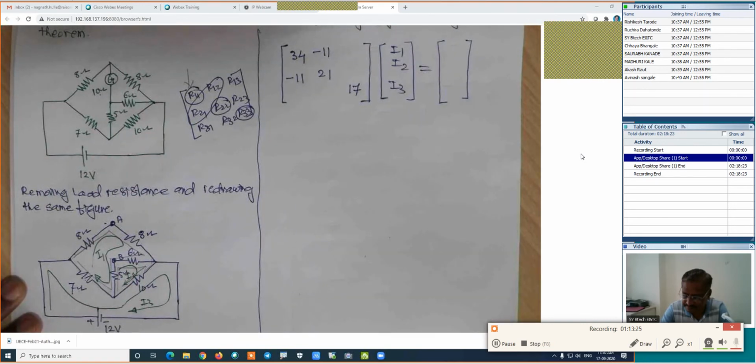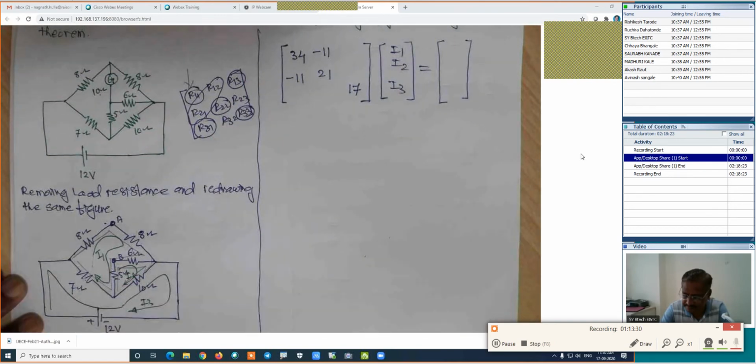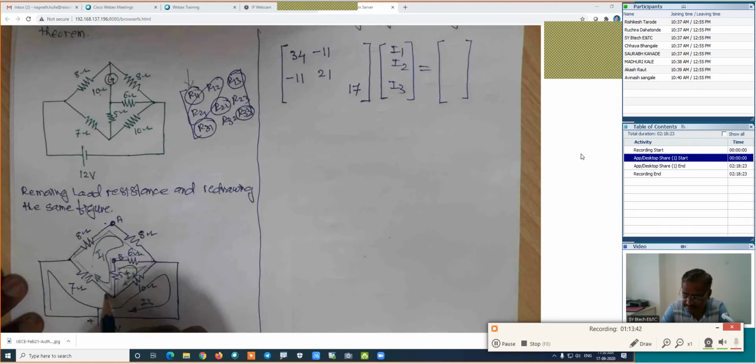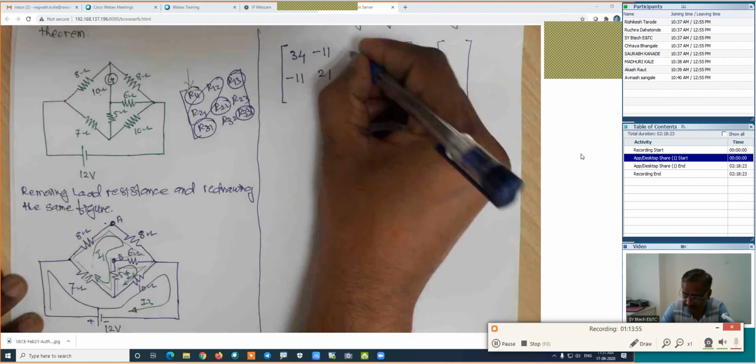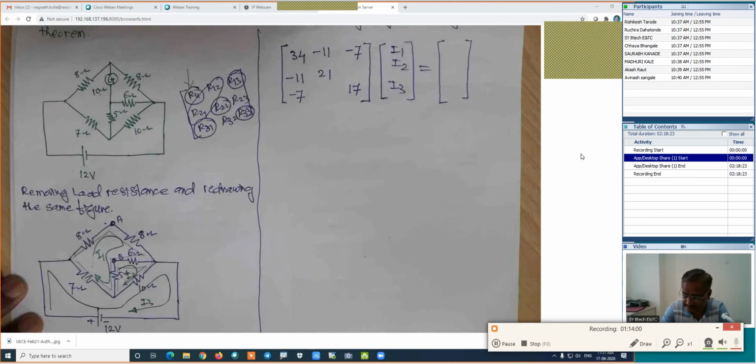Now find out the resistance which is common for the first and third loop. Now look carefully. How is my first loop? This is my first loop. And how is my third loop? This is my third loop. In this case, only this 7 resistance of the first loop is common to the third loop. That's right. This is minus 7. What is the next?